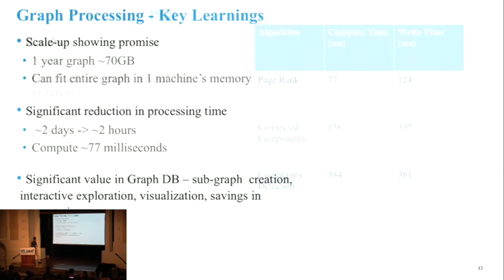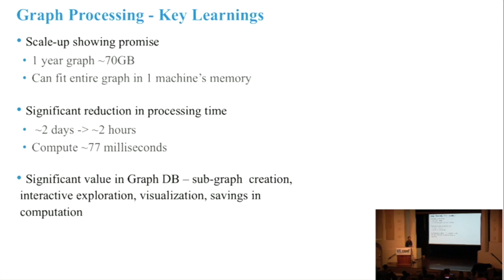So the key learnings from this: I already said that you can fit the entire graph easily. One year's worth of data is only 70 gigs, and we have 1.5 terabytes of RAM. Easily we can store the entire data, and we can expand this one year to 10 years' worth of graph data. So the 100 billion edges I am talking about, you can easily fit in this machine. Significant reduction in processing time, and you can see significant value in GraphDB.